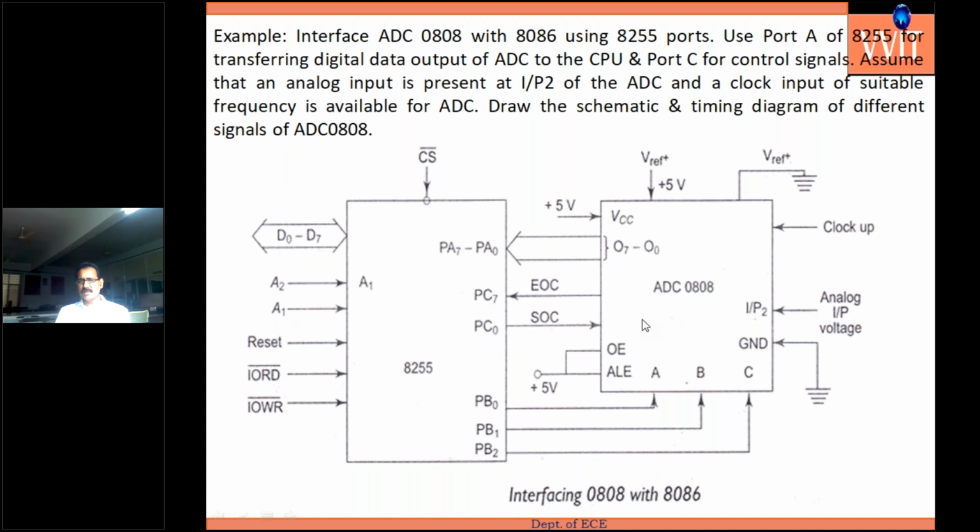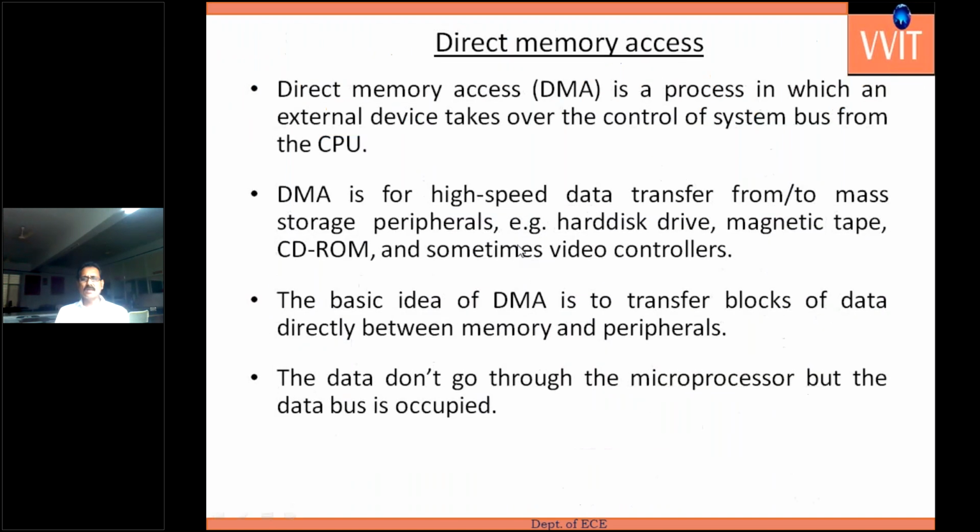That is the start of the conversion: analog is converted into digital with the help of successive approximation. After conversion is over, the EOC signal is enabled. If EOC is enabled, read the content via O0 to O7, the 8-bit binary pattern. Those 8 bits are loaded to the 8086 with the help of the 8255. This is the ADC analysis.